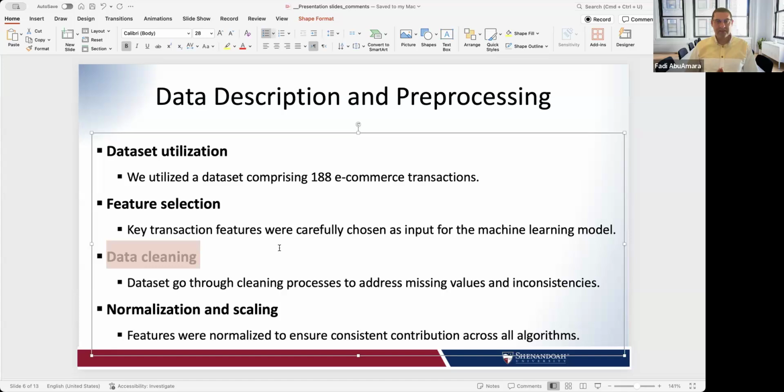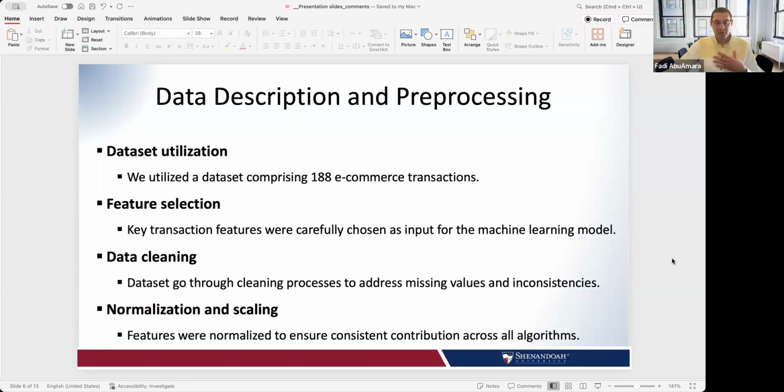Next, we performed data cleaning. Now, the dataset goes through cleaning processes to address any missing values or inconsistencies. Give me an example. In some transactions, for example, the location or the amount are missing. So sometimes we remove the whole transaction, or sometimes we replace that value with the mean or the median. And finally, we speak about normalization and scaling.